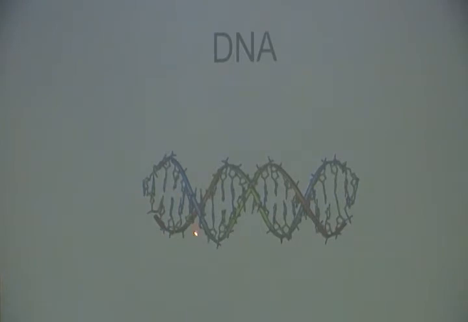The double helix consists of two long chains interwound with one another.